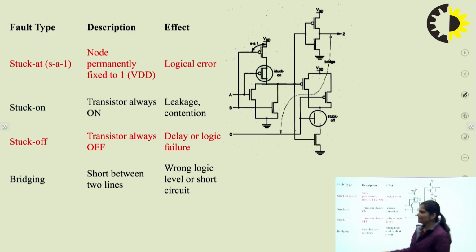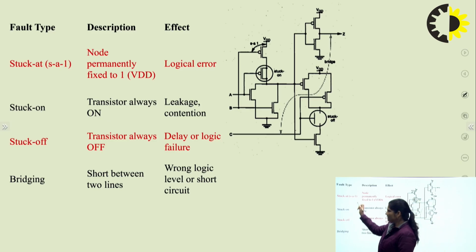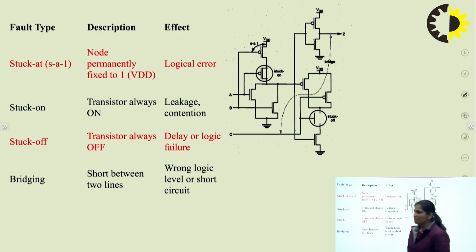Now, these are the types of faults: stuck at 1, stuck on, stuck off and bridging. Now, first we will discuss stuck at 1. This means the node is permanently fixed to 1. It means the node is permanently connected to VDD, and here you can say a logical error effect is there.